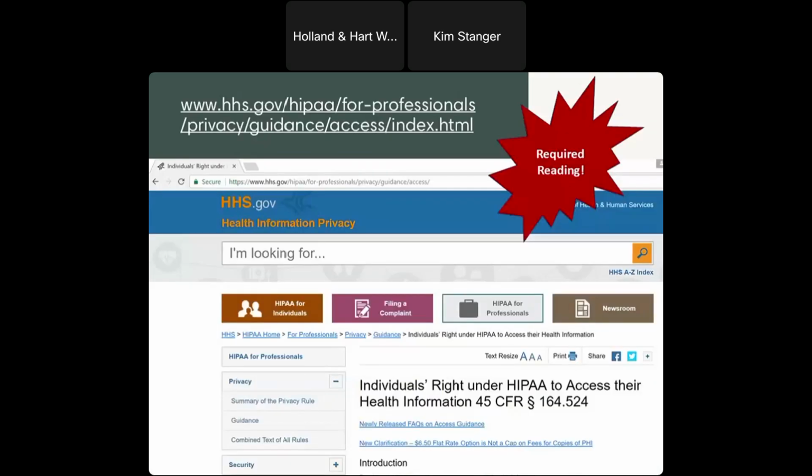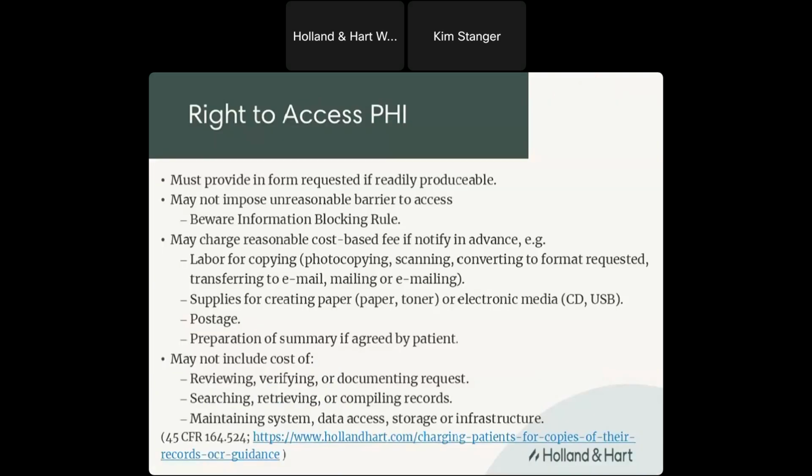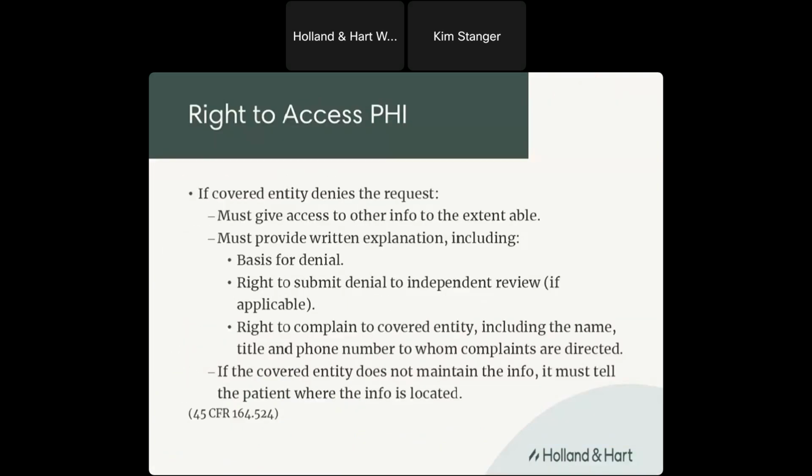The government has published very helpful guidance on the patient's right to access. This really is required reading. If you haven't read this recently, you need to go to the government's website. You need to be familiar with it because they address a whole bunch of issues dealing with the right of access, including the form and format, how much money you can charge the patient for the right of access, and all of those types of things. If you deny a person's access to their information, you've generally got to explain to them why and jump through some additional hoops.